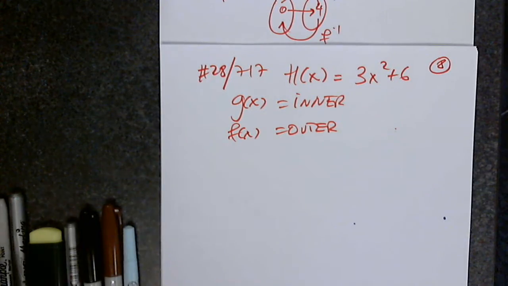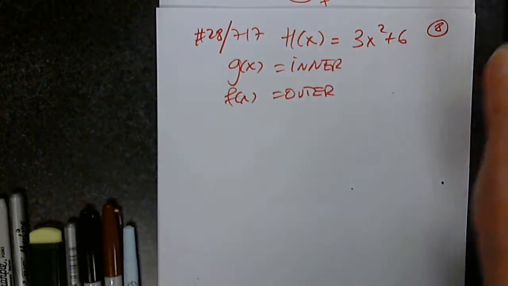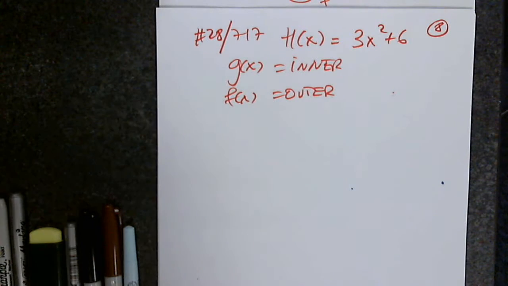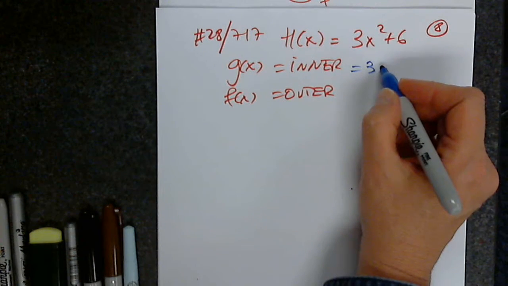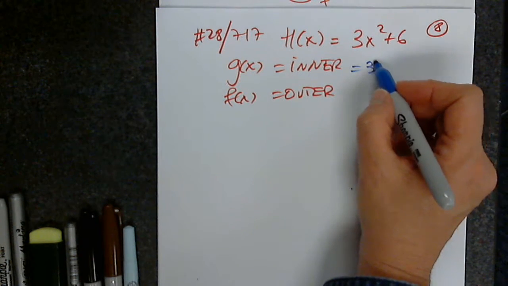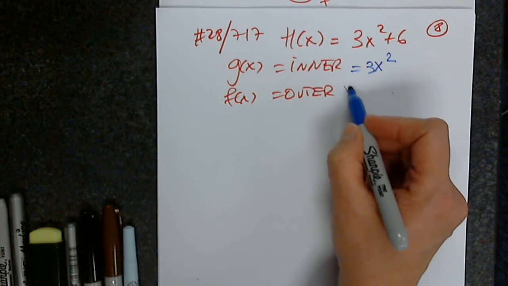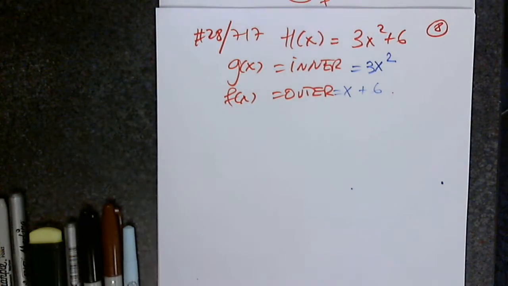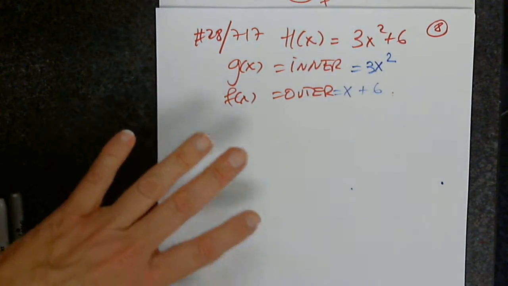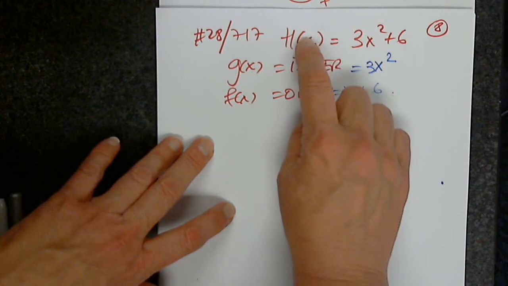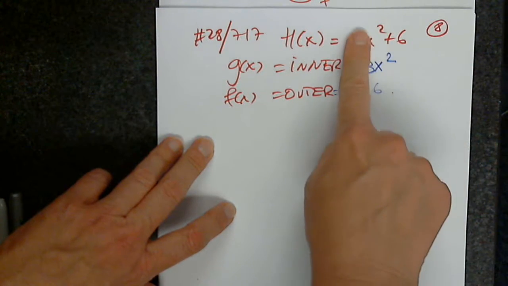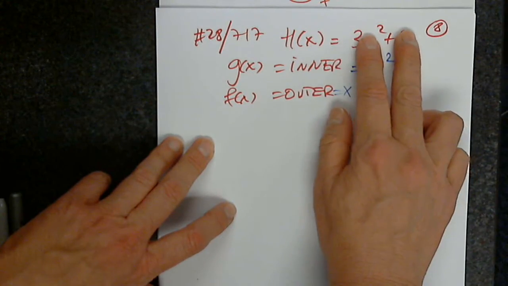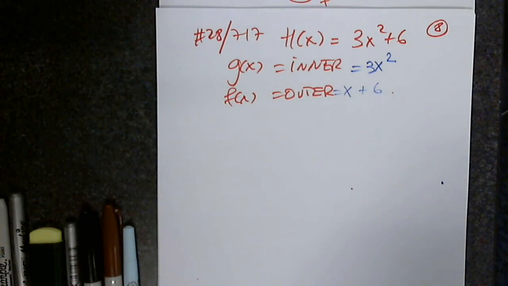Let's think for a moment. The inner would be 3x plus 6, and the outer would be x squared. There would be 3x squared. 3x squared, I agree. And the other one, x plus 6. So it's where I start. If I want to evaluate this for 0, I don't start with 3x plus 6. I start with x squared and then continue with 3x squared. And then I add 6. So the addition must be the last step.